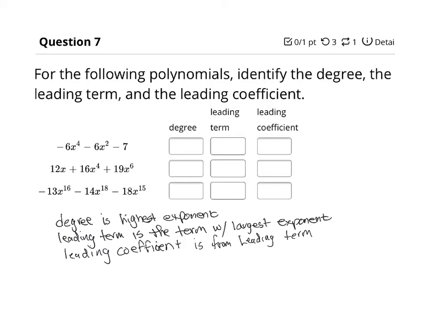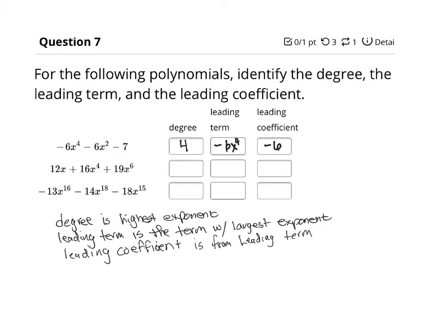So if we look at this first one, negative 6x to the 4, negative 6x squared minus 7. The largest exponent is a 4. So that's the degree 4. The leading term is that term that has that exponent of the 4. Now make sure you include the sign in front of that term. So negative 6x to the 4th. And then the coefficient, leading coefficient, is the coefficient of that term, which is negative 6. And be sure to include the sign.